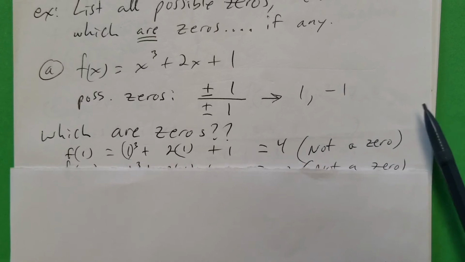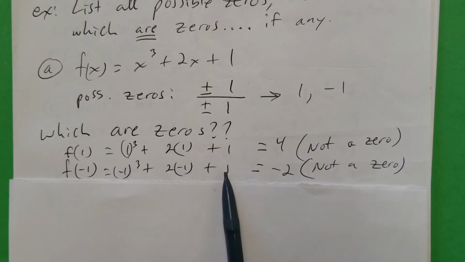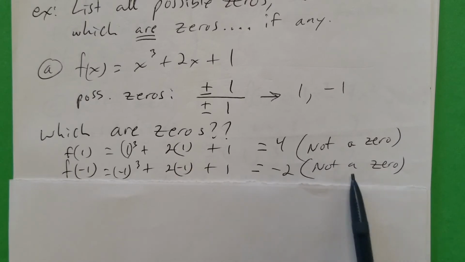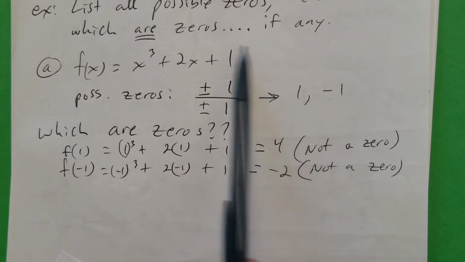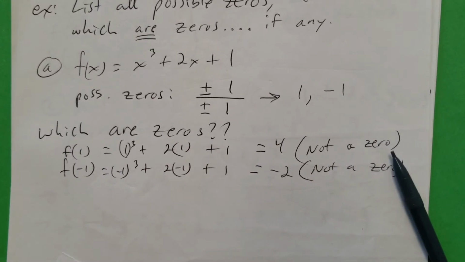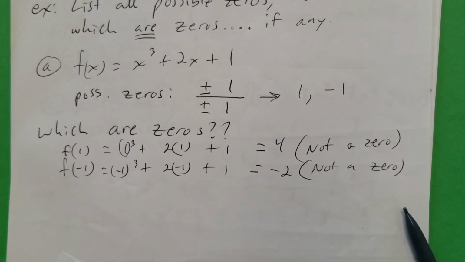Okay, let's try negative 1, f of negative 1. I'm plugging in negative 1, right? I do the math, I get negative 2. Nope, it's not a 0. I guess for this function, there are no rational zeros. There could be irrational zeros, but our rule only deals with rational zeros.